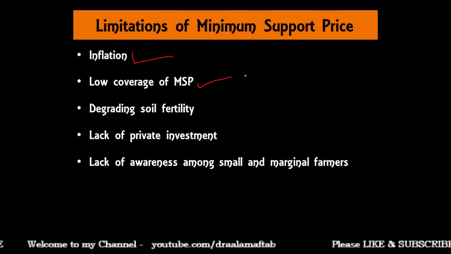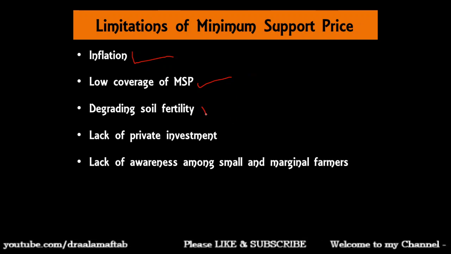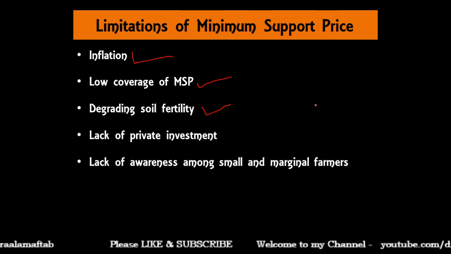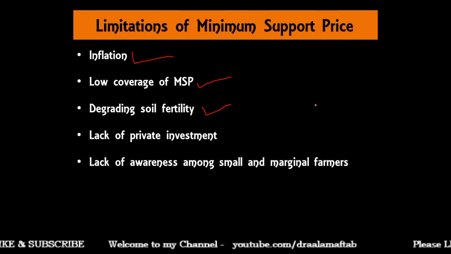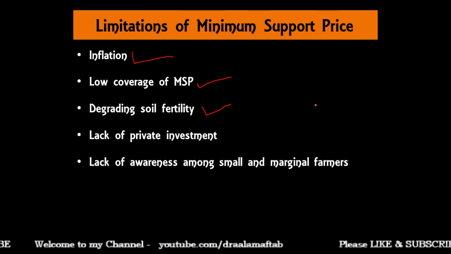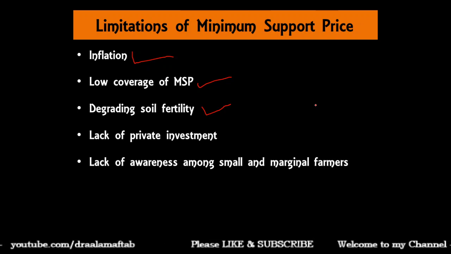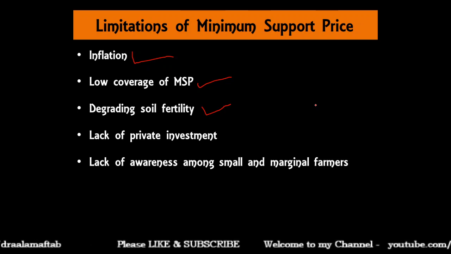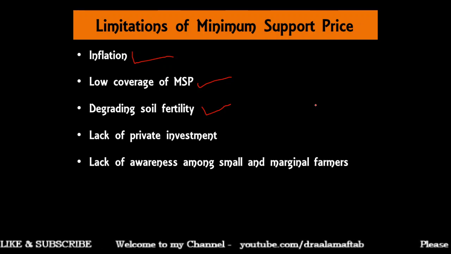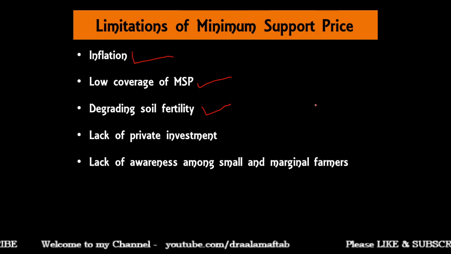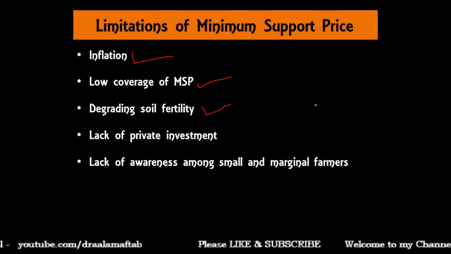The third limitation is degrading of soil and fertility. An increase in MSP leads to excessive sowing of a particular crop, which reduces the prices obtained for it. For example, due to intensive growing of crops like paddy and wheat, the lands in Haryana and Punjab are becoming infertile due to salination of soil, and land degradation affects farmers directly.